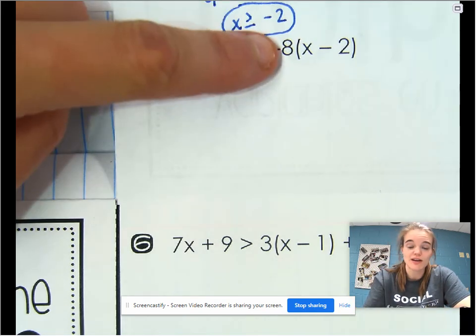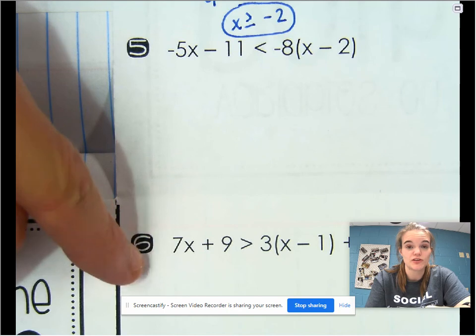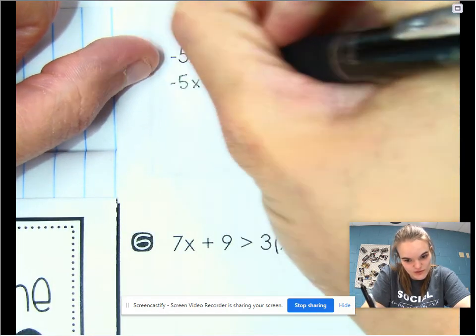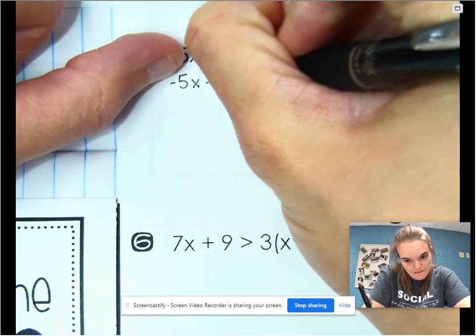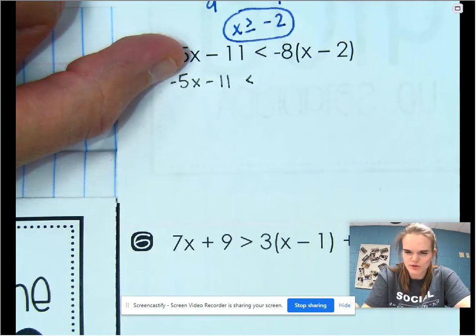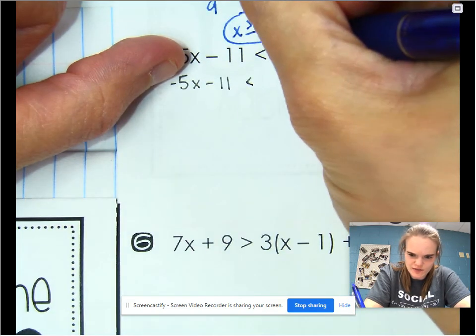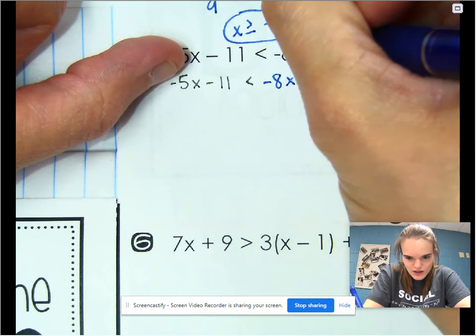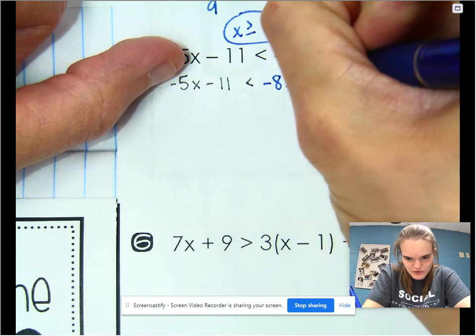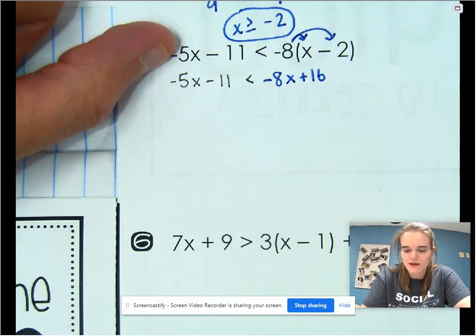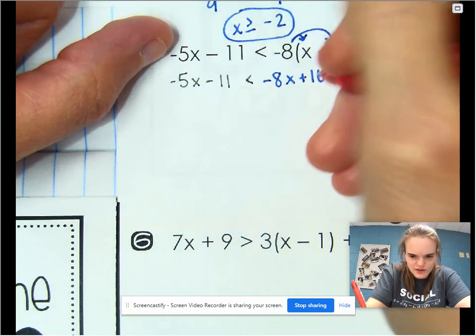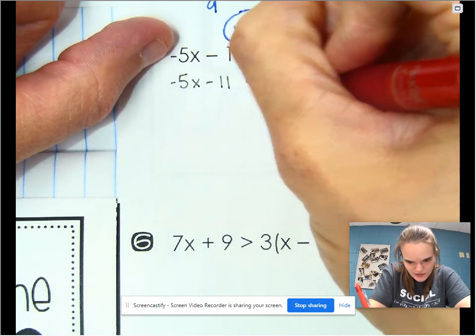I notice I had parentheses on number 5 and number 6, so I'm going to have to bring everything down that's not in parentheses and distribute this negative 8. So negative 8 times x is negative 8x, and negative 8 times negative 2 is positive 16. Okay. Now I'm going to do what I said before. I'm going to move the variables to the left. So I'm going to go ahead and add this 8x.